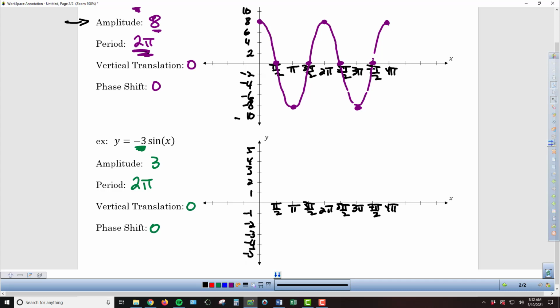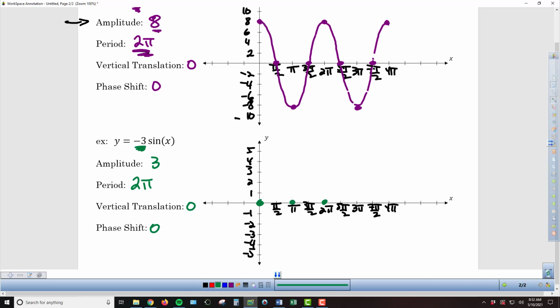And so then once again, sine starts with a 0. It starts at the origin, so that's going to be my first point. It's going to end at a 0, so that's 2 pi away. I'm going to put in a 0 there. Halfway in between, it also is at 0, so that's at pi.